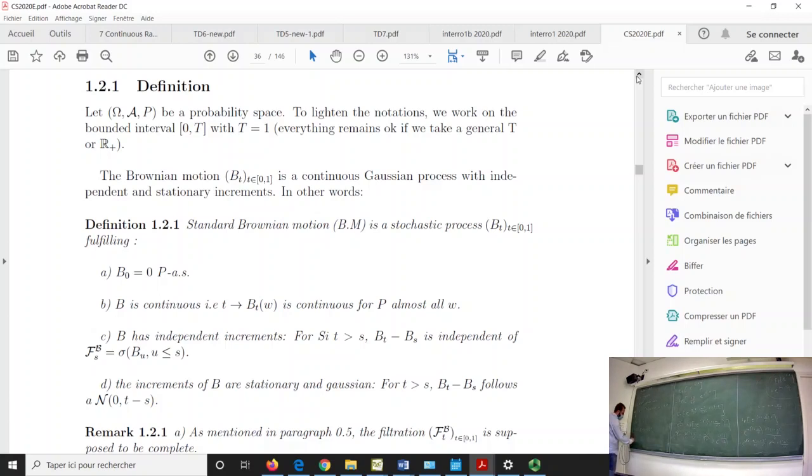Write it this way, as last time. The probability of the set of omega belonging to the universe such that this mapping is continuous, this set has a probability equal to 1. So with probability 1, when you plot a trajectory, you will obtain something that is continuous. So I start from 0. I am continuous.